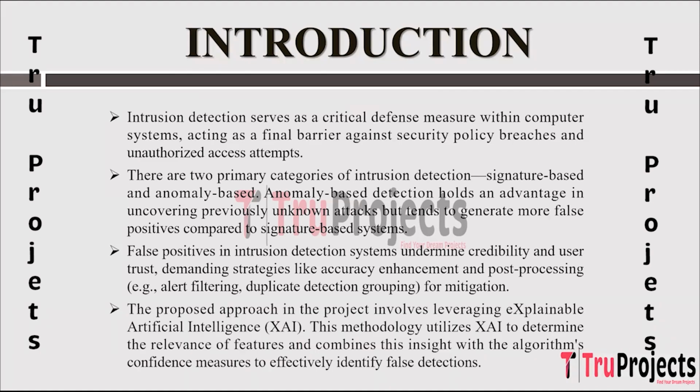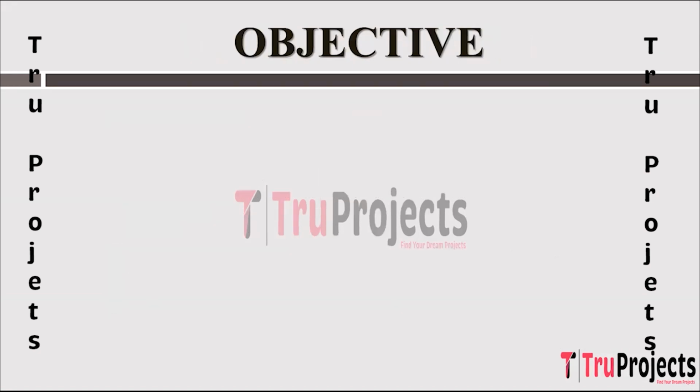The proposed approach in the project utilizes explainable artificial intelligence (XAI). This method employs XAI to assess the relevance of various features in the detection process. By combining this knowledge with the algorithm's confidence measure, the system can effectively discern and identify false detections, reducing the occurrence of false positives while maintaining accuracy in identifying genuine threats.